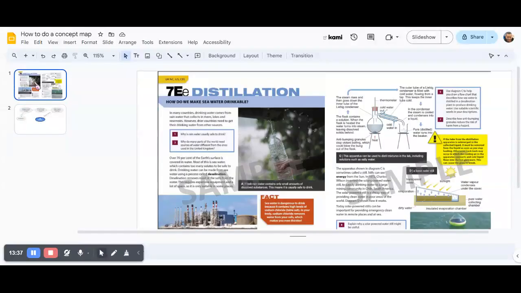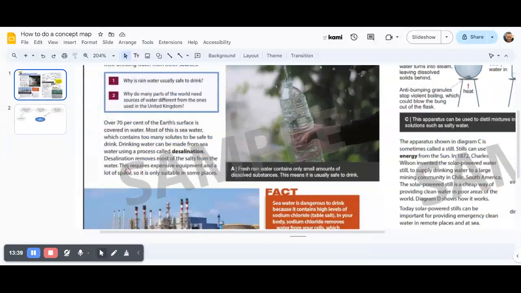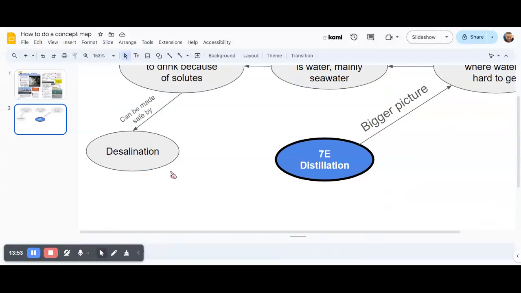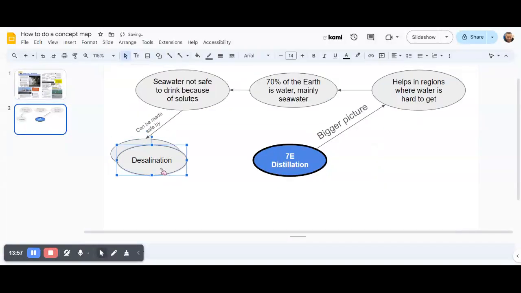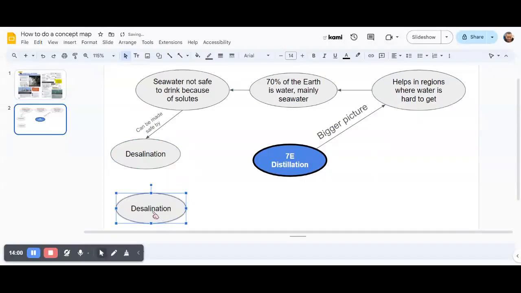Okay, so now what we're going to do is we're going to go back to our text. Desalination removes most of the salts from the water. This requires expensive equipment and a lot of space. So it's only suitable in some places. So expensive equipment, lot of space. Okay, so think about that. So there's actually two ideas there. Lots of space. Okay, so now what we can do is you can just try and fit that in.